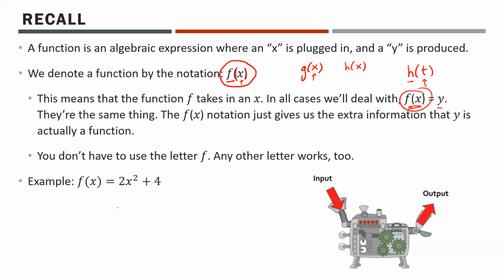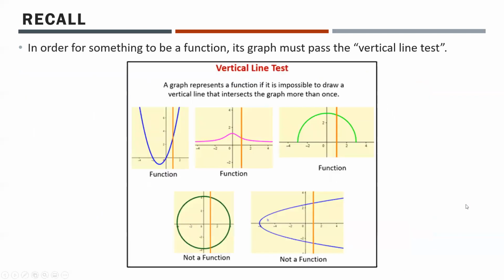An example of a function would be f of x equals 2x squared plus 4. You can plug in whatever x you want into that. This will jumble it all up, and it'll spit out some number, and that number is your y, or in other words, your f of x. I always like thinking of a function kind of like a machine. You take your x, your input, you put it in, it jumbles it all up, and out comes your y. That's all a function is. Anyway, hopefully that makes some sense.